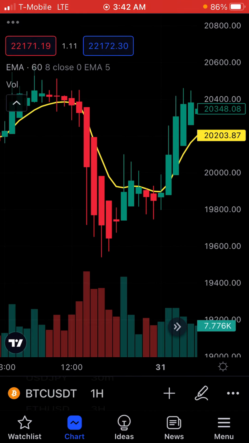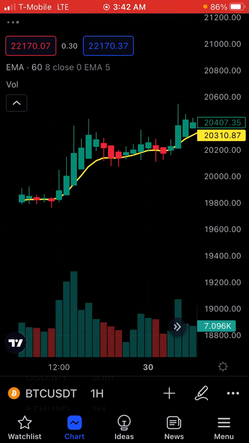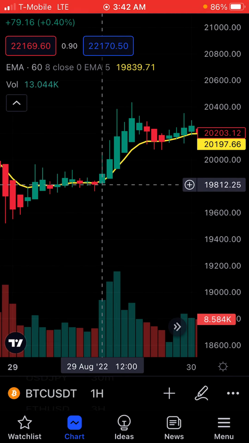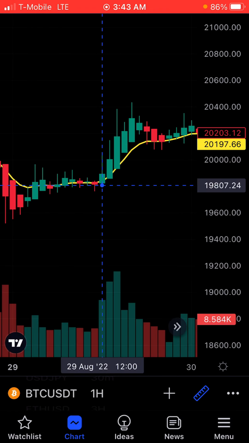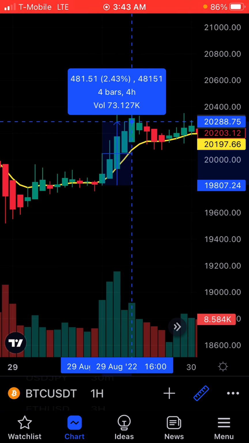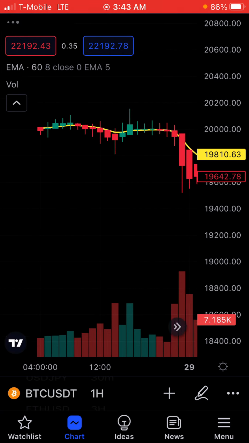Let's go 2 more scenarios here. Okay, so we got our red bar right here on the bottom, and we got our green. 13,000. I think that's a pretty good one when you're looking for volume for the hour. This one would have been 2.43% in 4 hours. One more. Let's look at a good one.